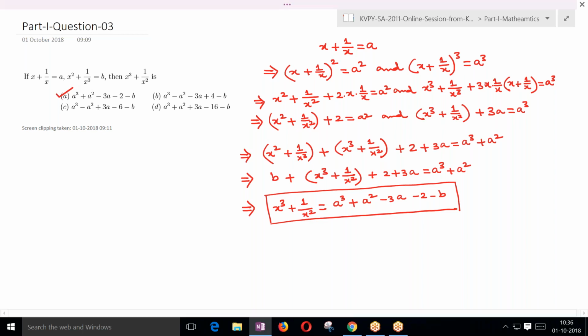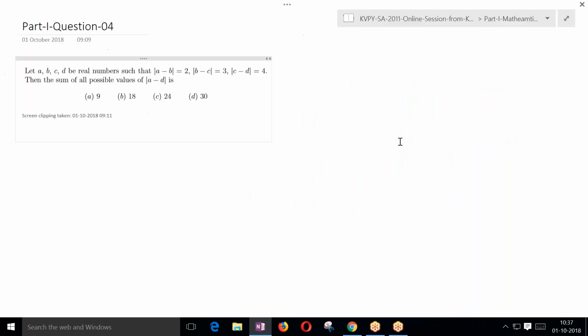And the next question is something like this, and it is a question based on the understanding of the modulus operator. Let A, B, C, D be real numbers such that mod of A minus B is equal to 2, mod of B minus C is equal to 3, mod of C minus D is equal to 4. Then what will be the sum of all the possible values of mod of A minus D?